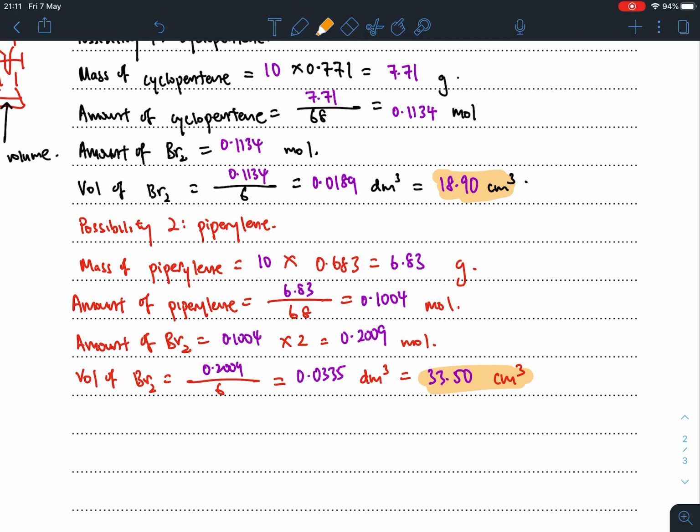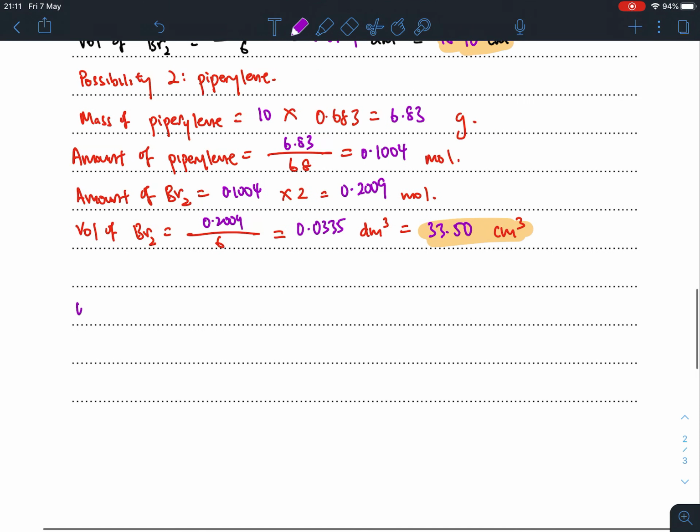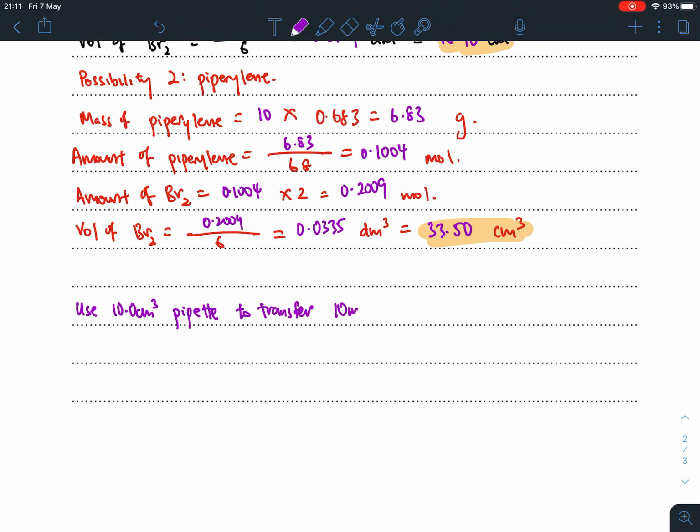Okay, so that's how we decide on that, and with that decision I can move on with writing the steps for the titration procedure, and that will be quite standard. So what happens is that you have decided on 10 cm cube, so you use a 10 cm cube pipette. You transfer the solution, which is the unknown C5H8 solution, into a clean conical flask or clean and dry conical flask.